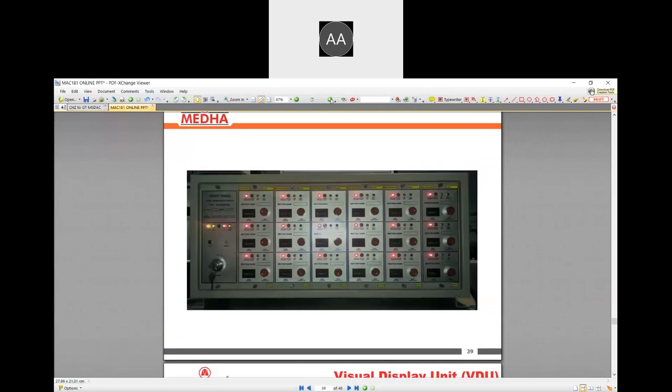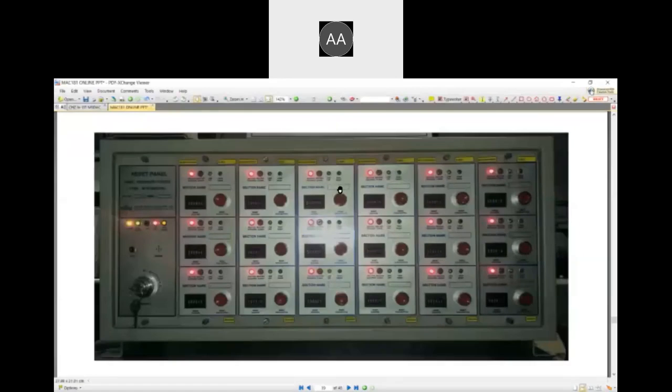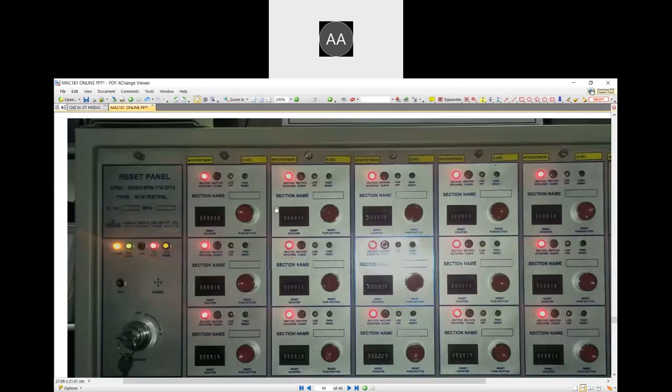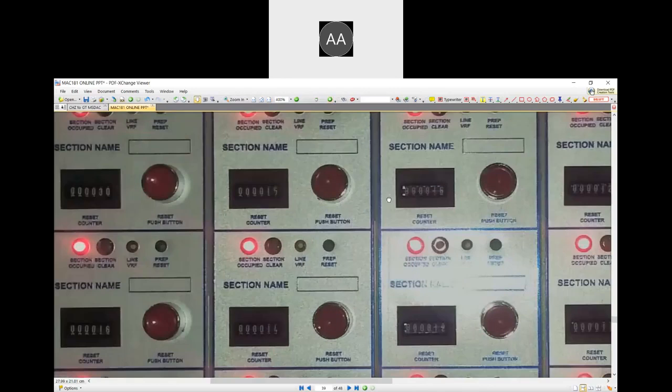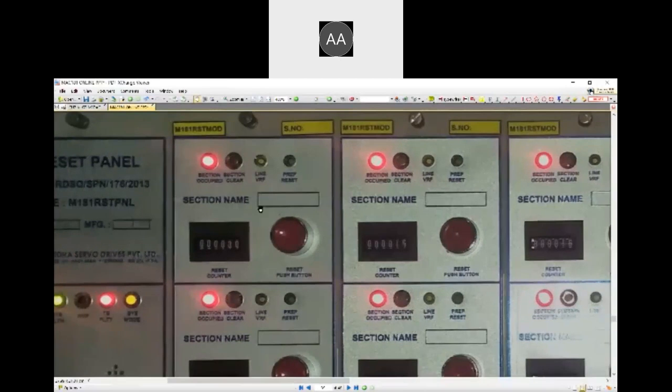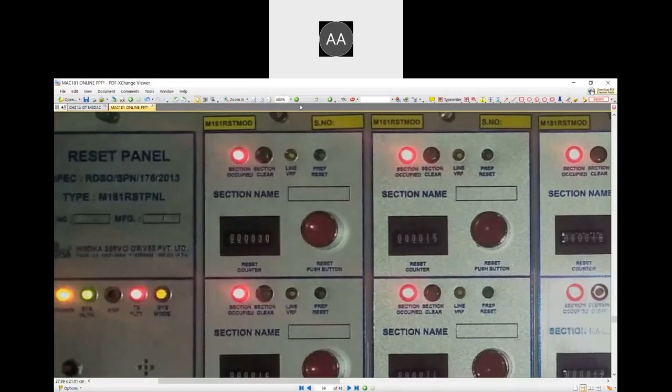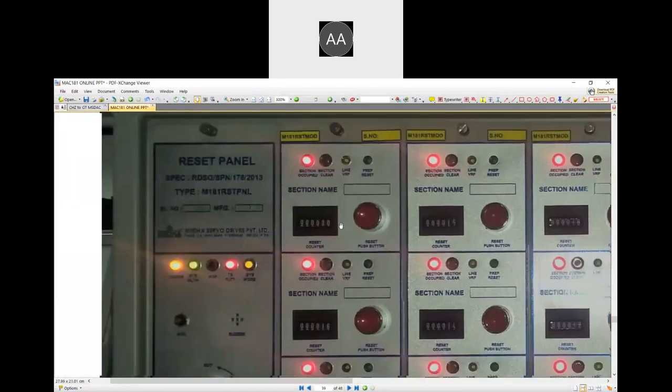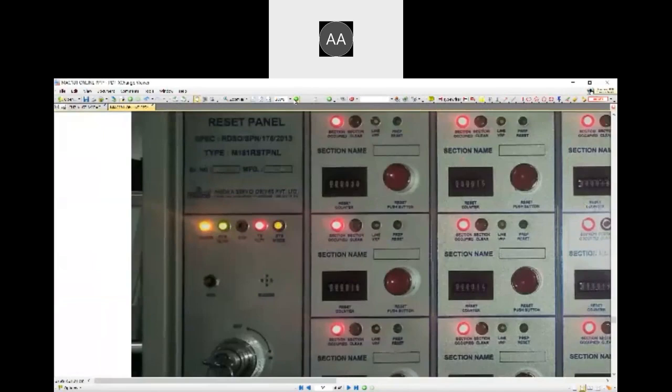This is the pictorial of the reset. You can see here for every individual section, the option is provided with whether that particular section's preparatory is applied or not, and how many times reset is applied. For every reset button, whether the section is occupied or clear will be provided. Information is divided as per the number of track sections. And these are a few common reset information.